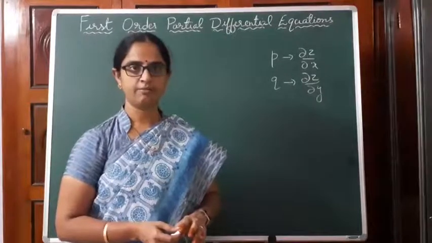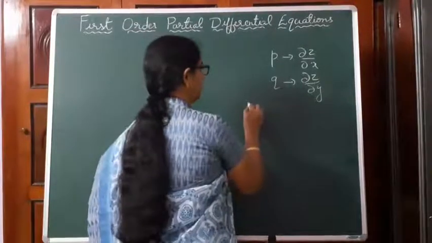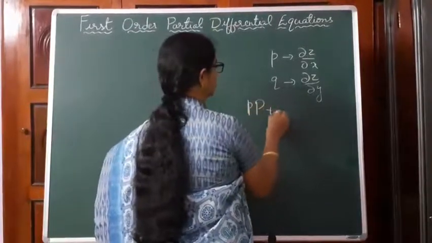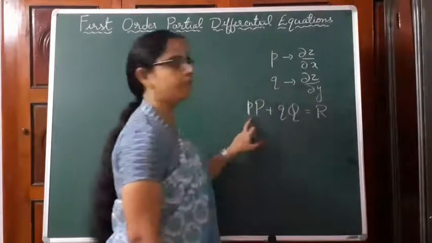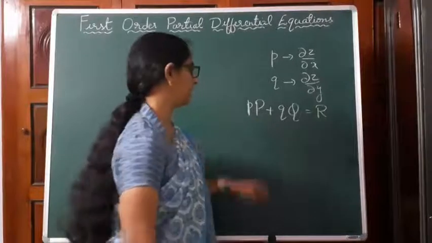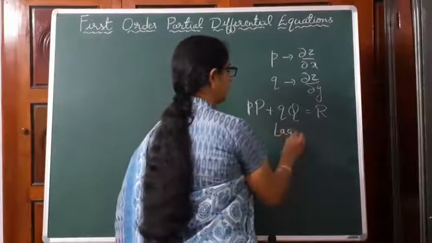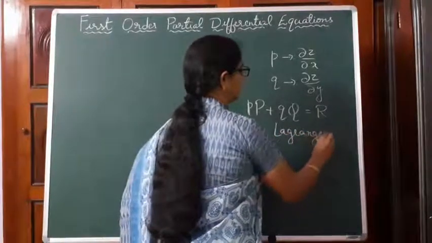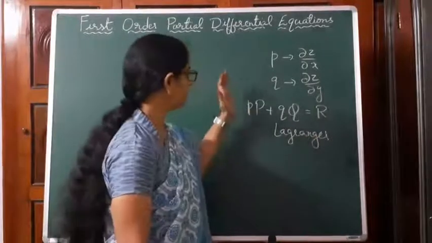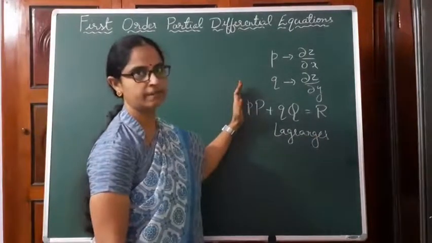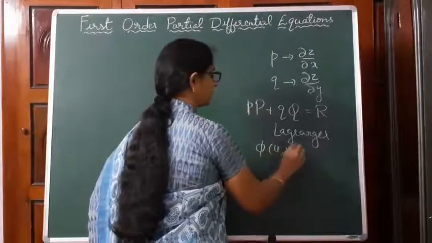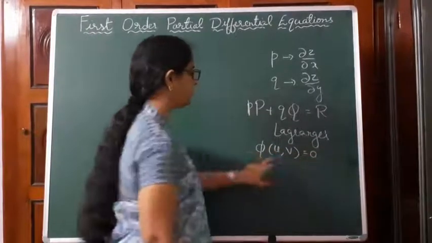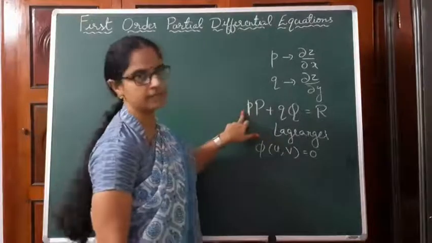What is its general form? P into capital P plus q into capital Q is equal to R is the general form of a first order linear partial differential equation. This is called Lagrange's linear equation. And how do we obtain the solution for this partial differential equation? The general solution is of the form phi of u comma v is equal to 0, where u and v are two independent solutions of this equation.